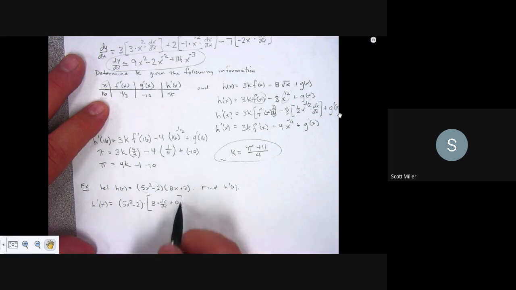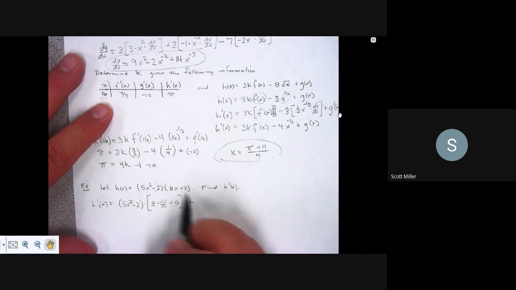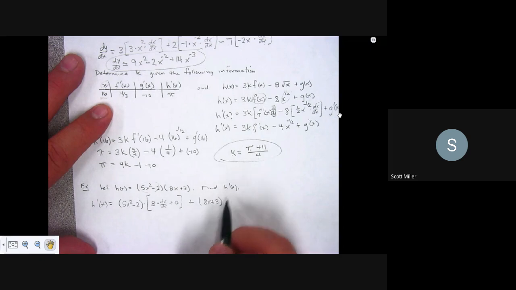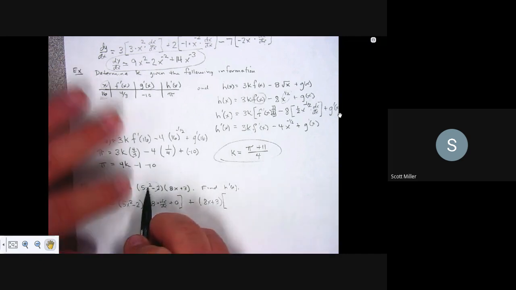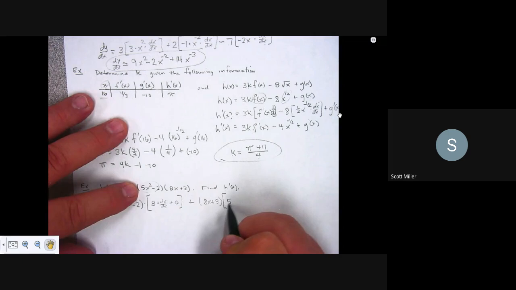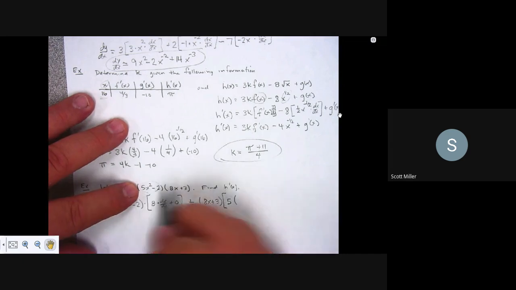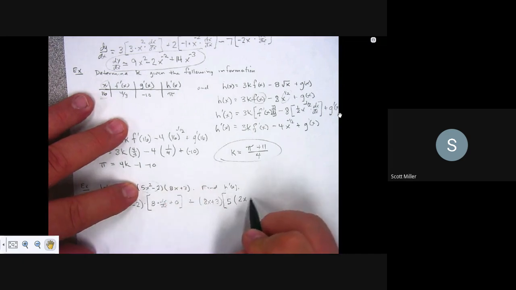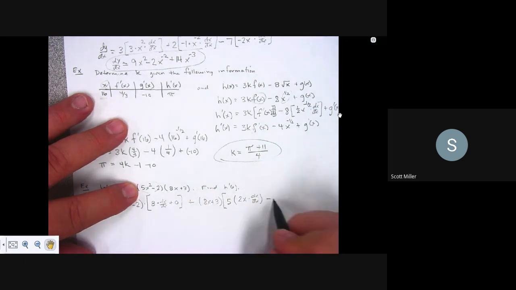First times the derivative of the second. Plus, this is now the second, times the derivative of the first. This one here is a constant times, and I'll take the derivative of x squared, which is 2 times x times dx, minus the derivative of the constant, which is 0.